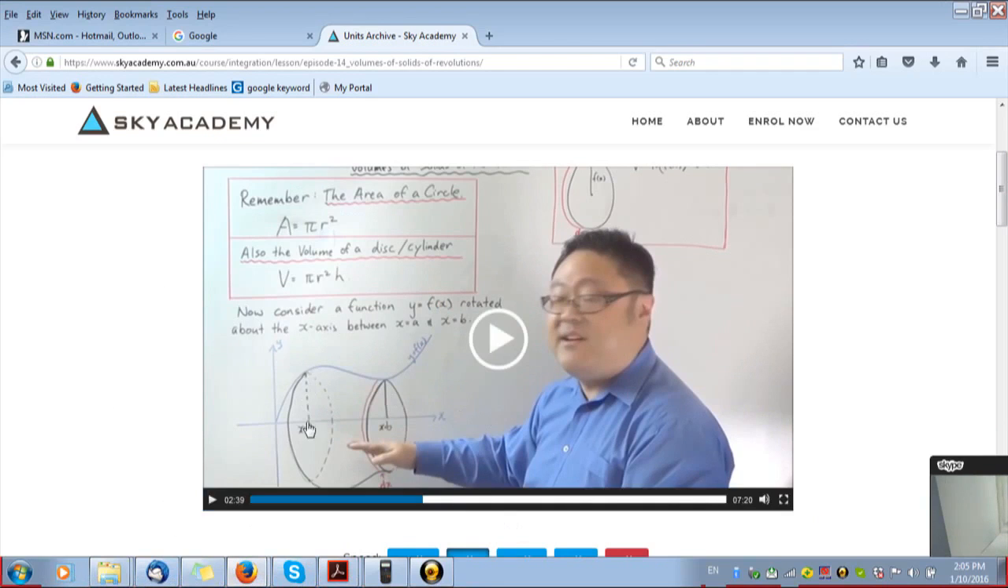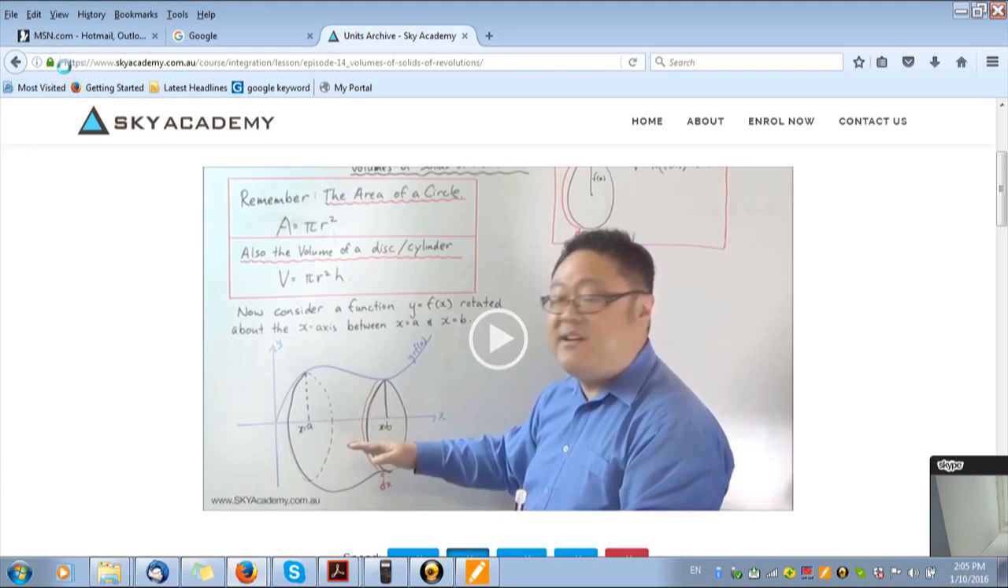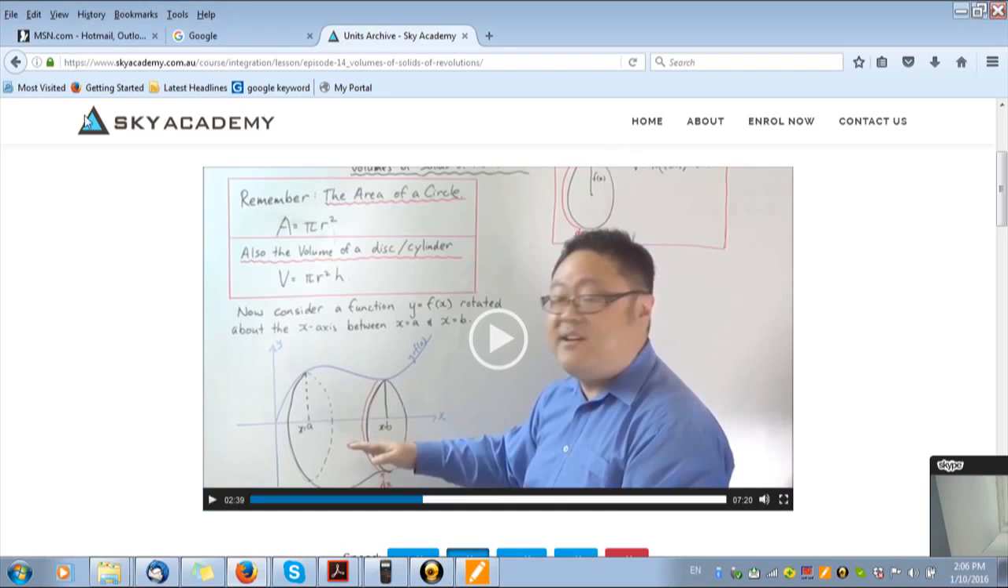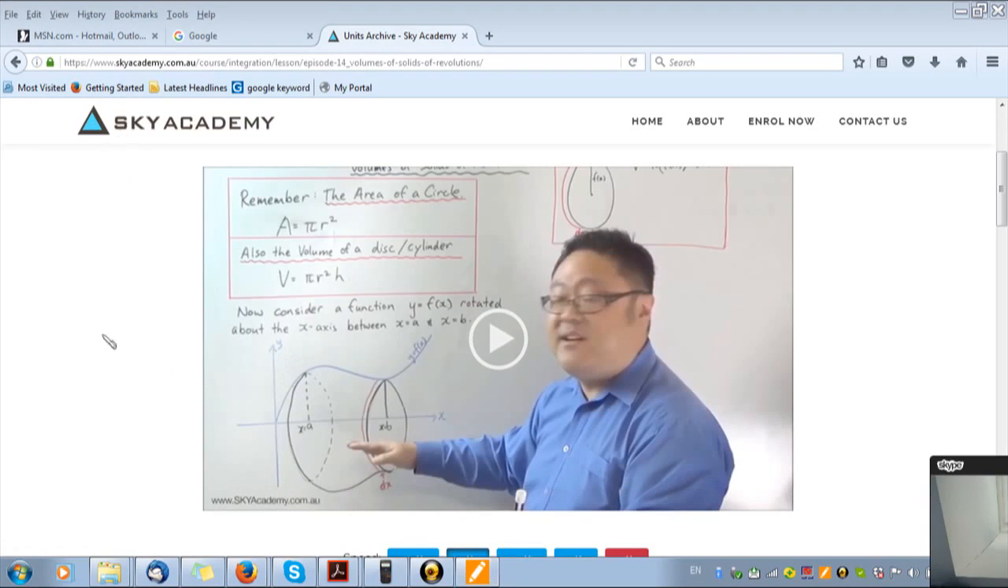So that area there, see that area there? See how it's kind of like a trapezium, but instead of having a flat bit, it's like a curvy bit. If we rotate that around the x-axis, so this bit here. Alright, so this bit here, do you see that bit?